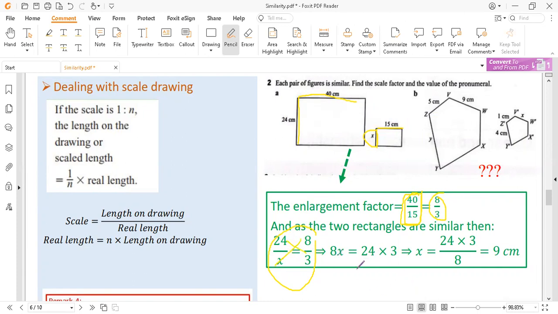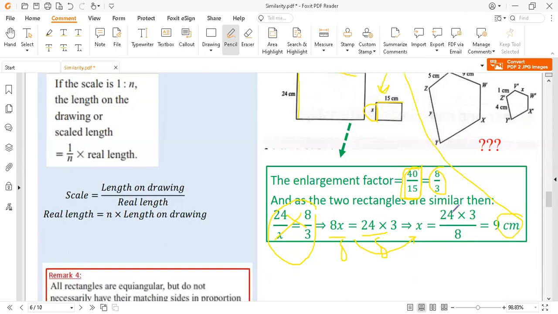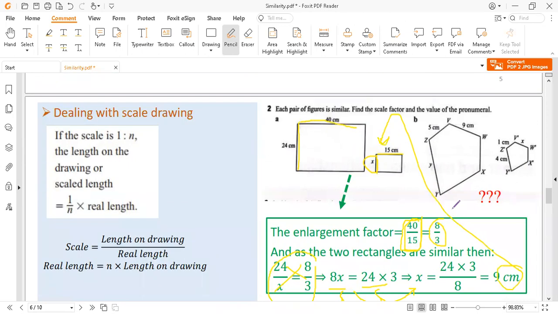And then when we solve our equation, it is easy to divide both sides, the left-hand side of the equal and the right-hand side of the equal, by 8 to isolate x. So normally we finally obtain x equal to 24 by 3 over 8 equal to 9 centimeters. Centimeter, because the unit of length here is the centimeter.